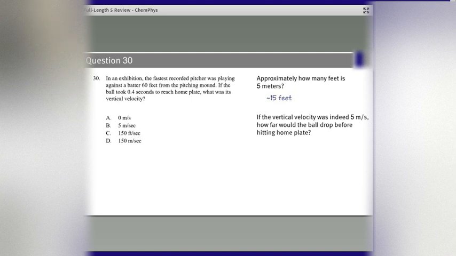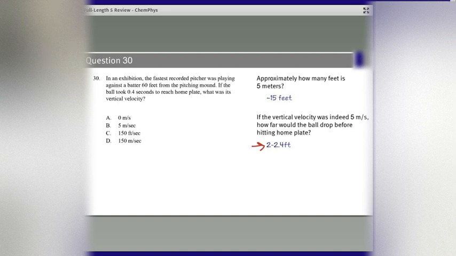Okay? But remember, on the MCAT, you don't have to show your math, so it's great to do a process of estimation here. If the vertical velocity was indeed right about 5 meters per second, how far did the ball drop before hitting home plate? Somewhere between about 2 and 2.4 feet. But does this seem like a reasonable drop? Think about a Major League Baseball game. Even if you threw the nastiest curveball or the best breaking ball in the league, is it going to drop 2 to 2.4 feet?